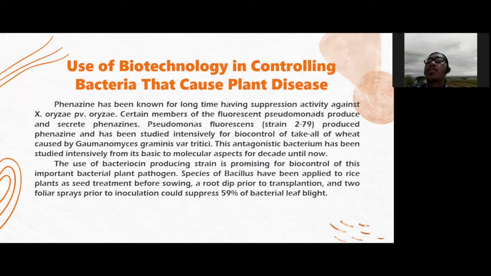Species of Bacillus have been applied to rice plants as seed treatment, before root dip prior to transplantation, and foliar spray prior to inoculation, and could suppress 59% of bacterial leaf blight.